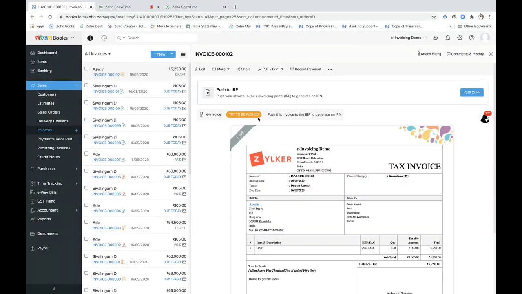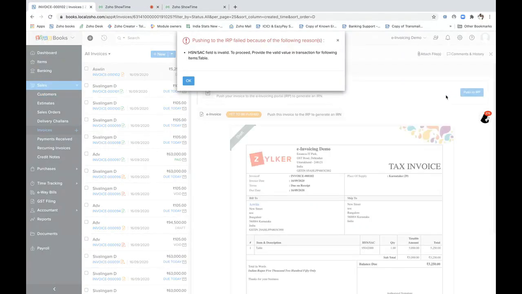So now how an IRN number would be generated, it is just done within seconds for you. You just need to click on the push to IRP button. Okay. So now I have some errors with respect to the HSN or the SAC field. So just because of that, I'm getting an error that the pushing to IRP has failed.